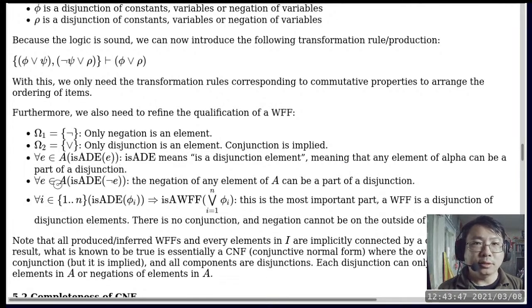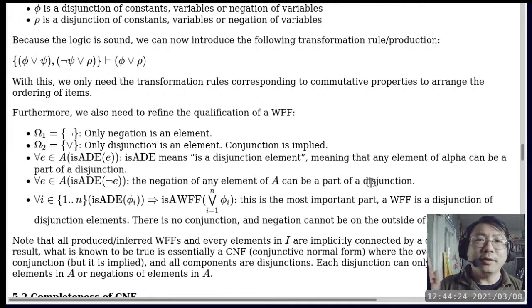Now we look at the other is a disjunctive element rule. If you look at everything in alpha, the negation of that thing is also considered a disjunctive element. These two rules are fairly easy to understand. It simply means if you take anything from alpha, that is a disjunctive element. If you negate anything from alpha, that is also considered a disjunctive element. So at this point, a disjunctive element is simply pick anything.